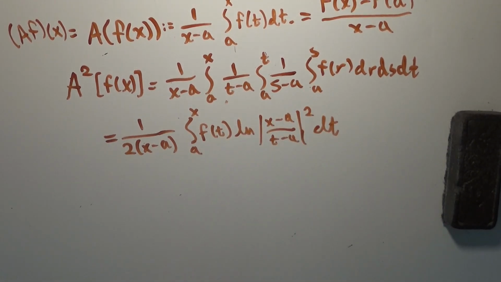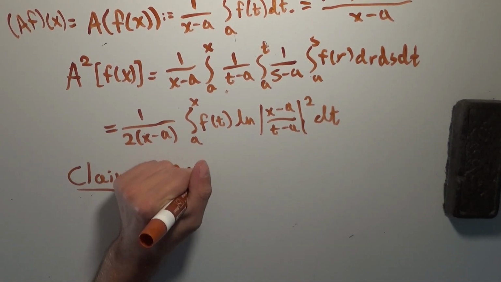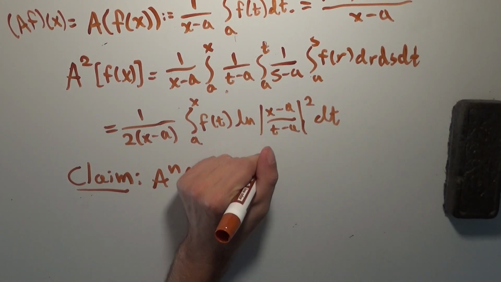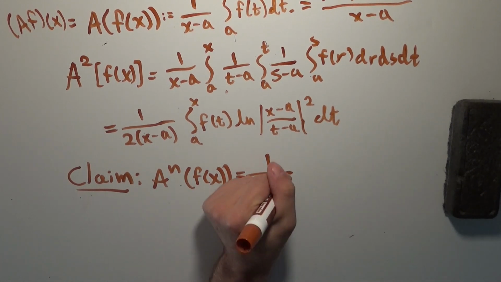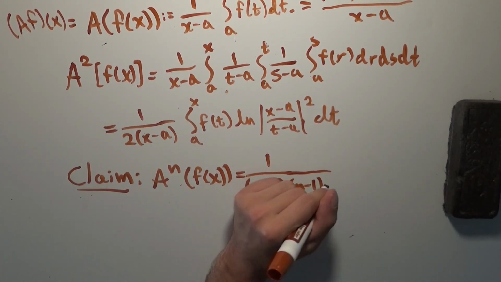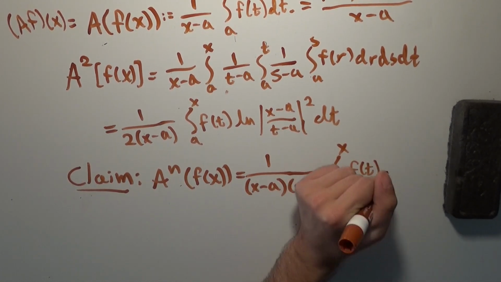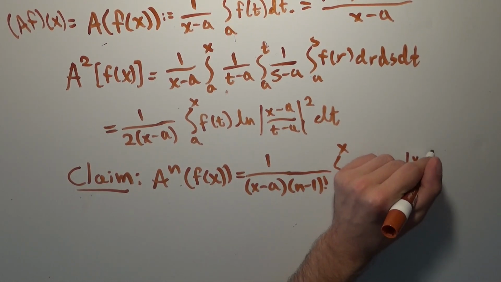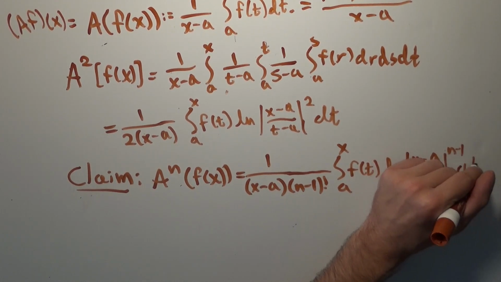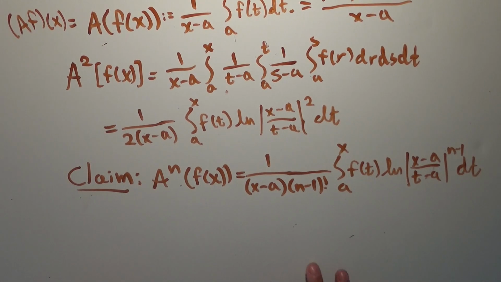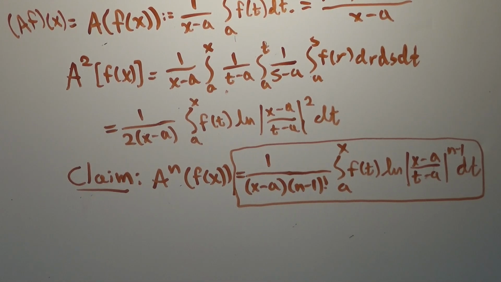Now, this is quite similar to the one that we just saw, and in fact, if we take n iterations of the average of some function f of x, then we will get precisely 1 over the quantity x minus a, where little a is again the starting point of the average, times the quantity n minus 1 factorial, times the integral from little a to x of f of t, times the natural logarithm of the absolute value of x minus a divided by t minus a to the power of n minus 1 dt. So this single integral form is the final result of doing n iterations of the average of a function.